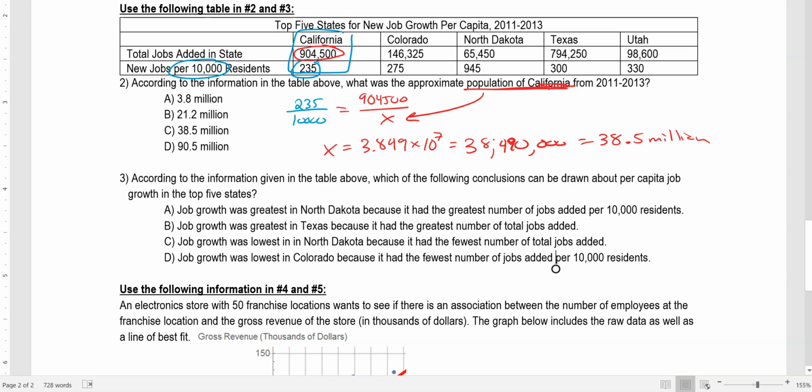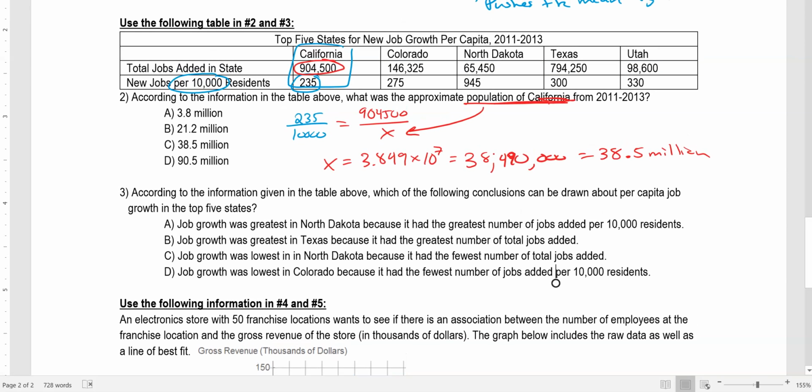Okay, number 3 says, according to the information given in the table above, which of the following conclusions can be drawn about per capita job growth in the top 5 states? So if we go through these, let's just go through them in order, right? Job growth was greatest in North Dakota because it had the greatest number of jobs per 10,000 people.